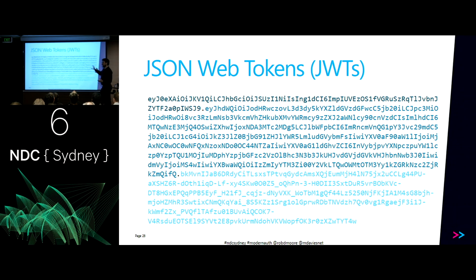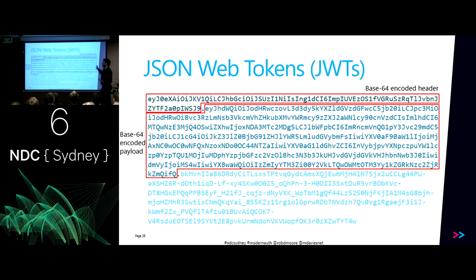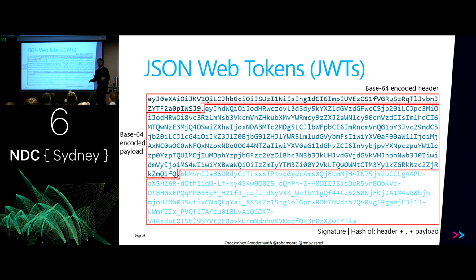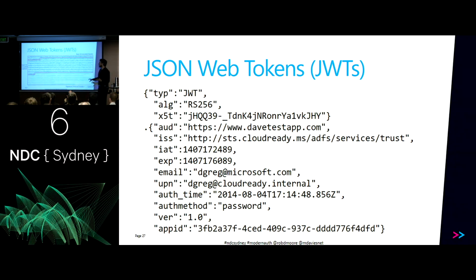So this is base 64 encoded. What we've got here is a base 64 encoded header, followed by a base 64 encoded payload, followed by a hash of those two things. And if we perform some magic and we base 64 decode this stuff, we get something that looks like this.